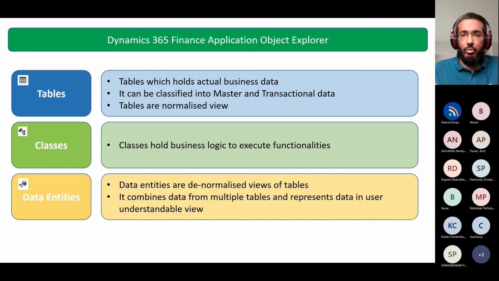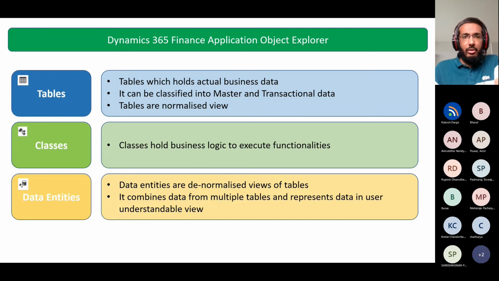When I say denormalized view, what I mean is to represent the data in front of a user in an easily understandable manner. And these data entities are also used for further integrations and data migration activities. So you can say in a nutshell that you don't directly expose a table to the outside world. Instead, you expose a data entity to the outside world so that data can be fed into finance and operations, or it can be extracted from finance and operations.